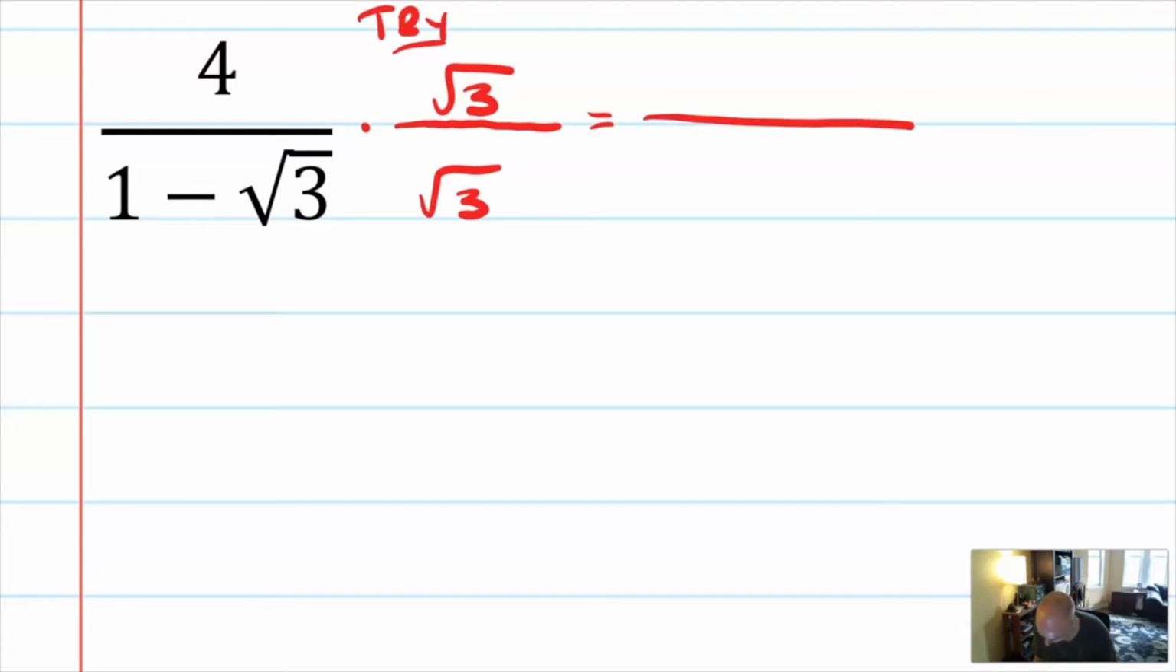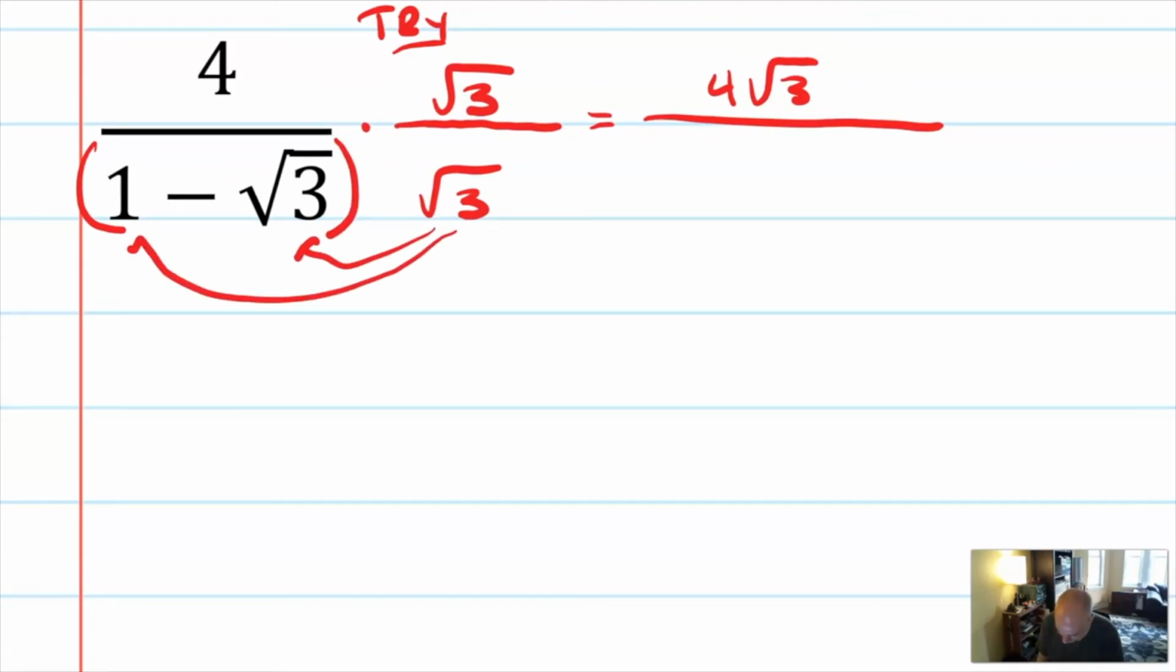On the top, I'll get 4 root 3, and that's okay. I can have that. But on the bottom, you have to treat that as if it's distributed to both terms, and just root 3 will give you 1 root 3, minus 3 times root 3 is 3. So I end up with 1 root 3 minus 3.